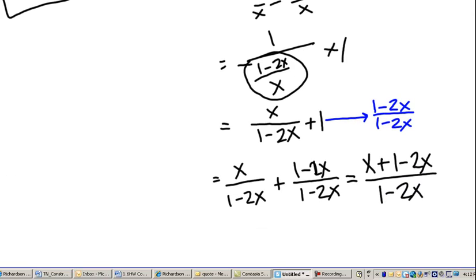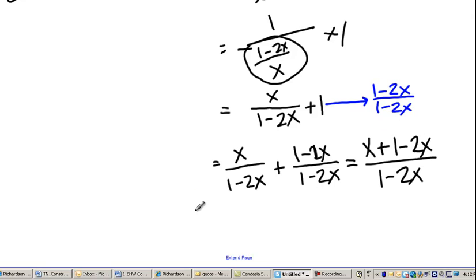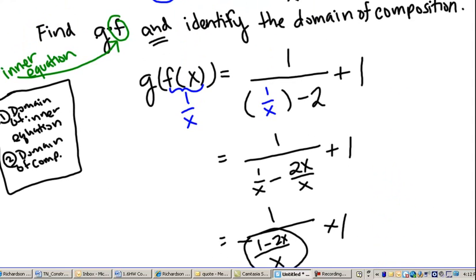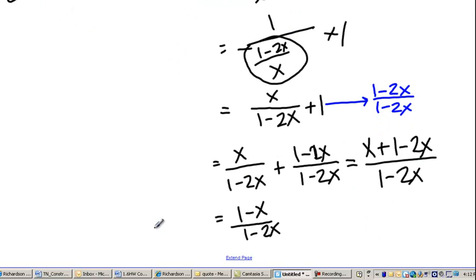Okay? Combine like terms, and we are done with this part of the equation. So 1 minus x over 1 minus 2x is g of f of x. We just solved half of our equation.